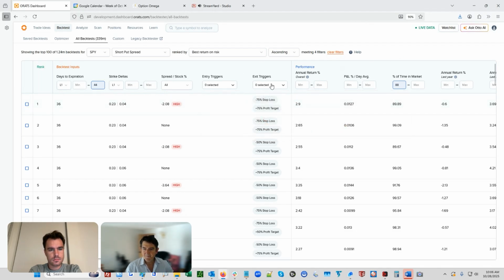And then the exit trigger. We have a lot of exit triggers. You could choose none, but the best ones have come up here.